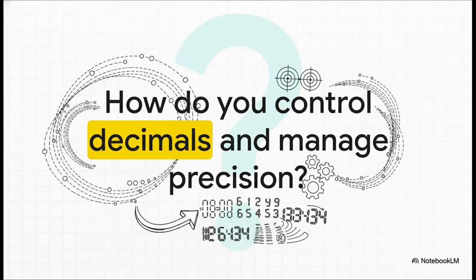Okay, so our columns are looking great, but what about the numbers themselves? You know how sometimes you get these crazy long floating point numbers with a million digits after the decimal point? How do we tame those? Because getting that precision right is absolutely crucial, whether you're dealing with money or scientific data.